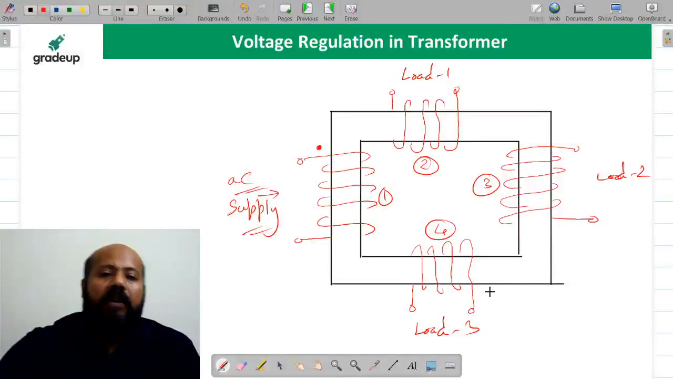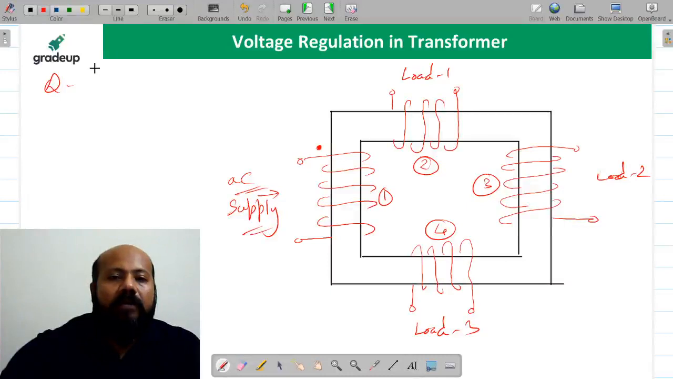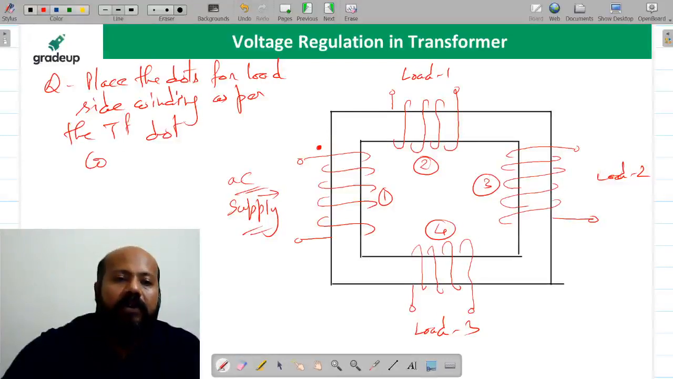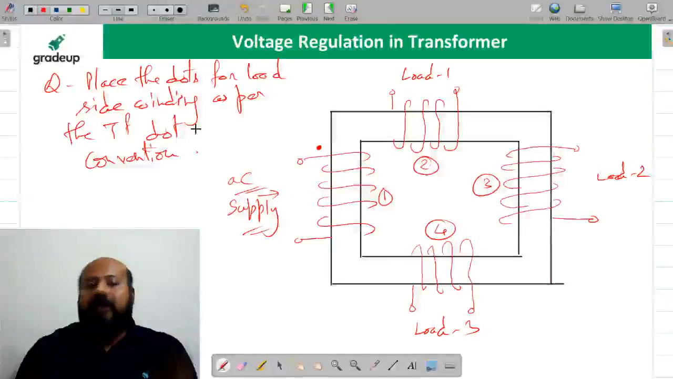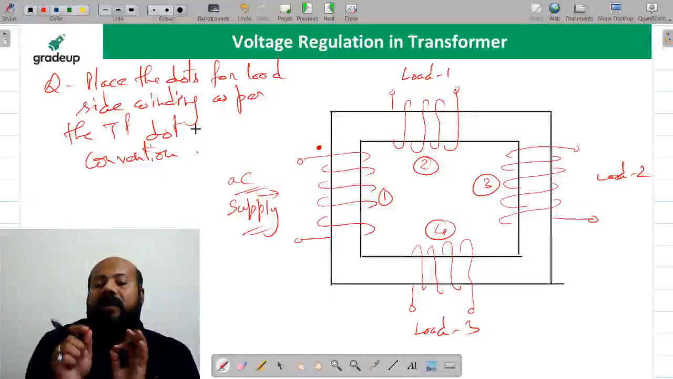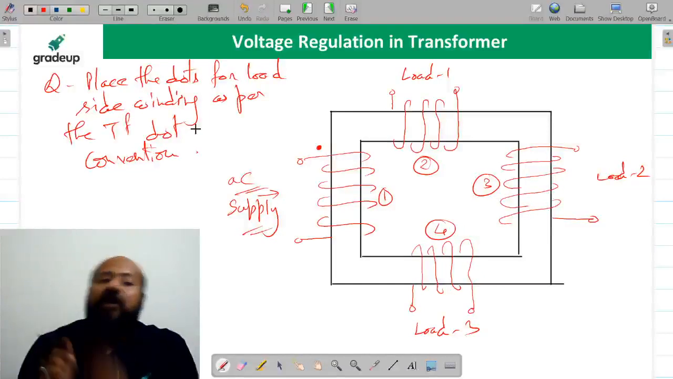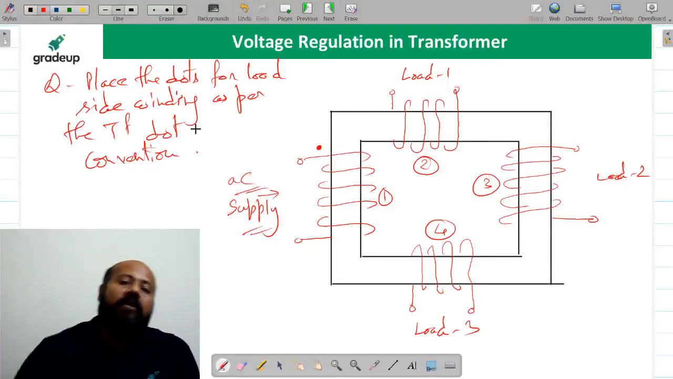Okay. Now suppose the question asks you, place the dots for the load side winding as per the transformer dot convention. What is that dot convention? The dot convention for the transformer is, if the current enters the dot at one winding, that is the supply side, then it is going to leave the dot at the other winding or the load side.